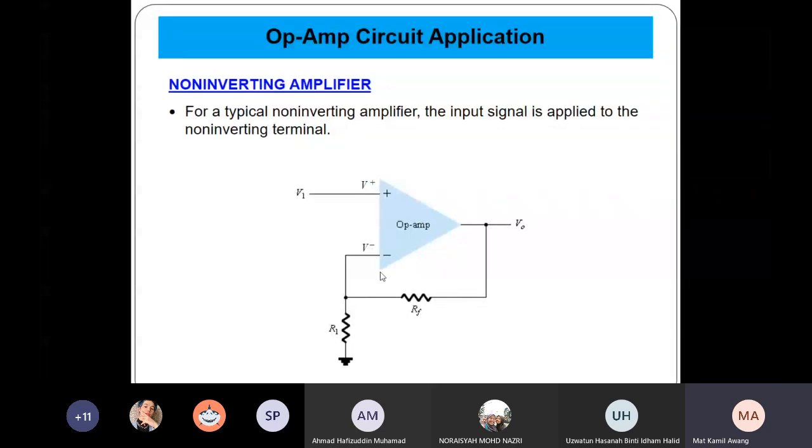So now, what is the gain of the non-inverting amplifier? We will see later. For the inverting amplifier, you know, AV is equal to minus RF over R1. But now we have changed the input configuration. Therefore, the formula for the gain of the non-inverting amplifier must be different from the inverting amplifier. So now we do the analysis to find the formula for the non-inverting amplifier.